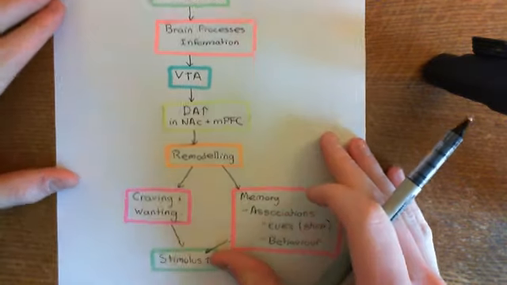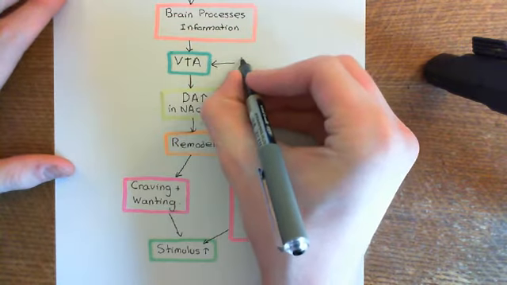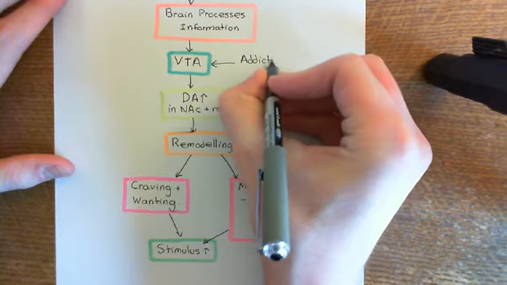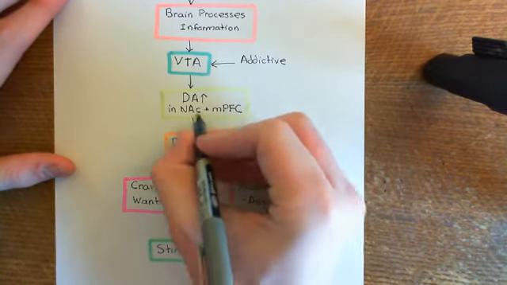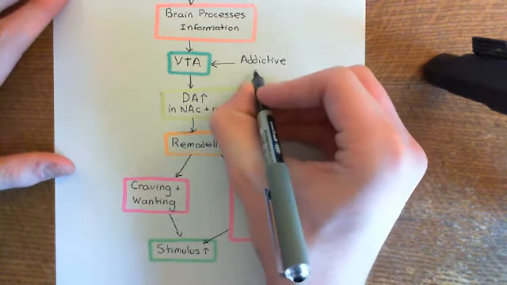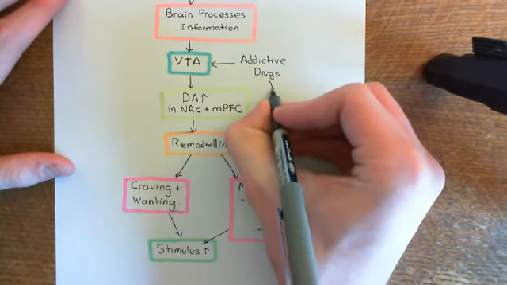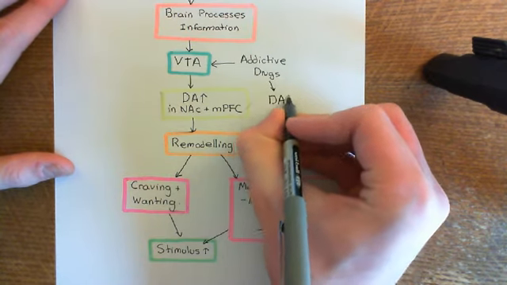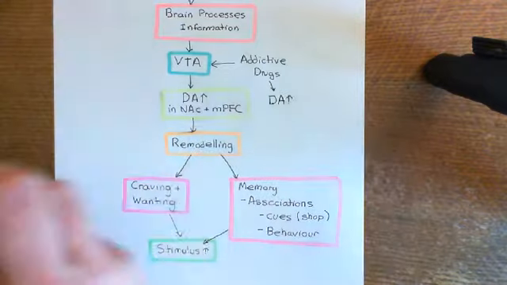Okay, so absolutely all the drugs of addiction act on the ventral tegmental area in some way, and they cause an increase in dopaminergic transmission in the nucleus accumbens or the medial prefrontal cortex. So addictive drugs are going to raise dopaminergic transmission in the nucleus accumbens and the medial prefrontal cortex. That goes for absolutely all of them.